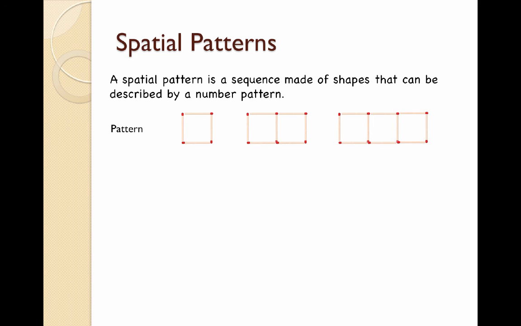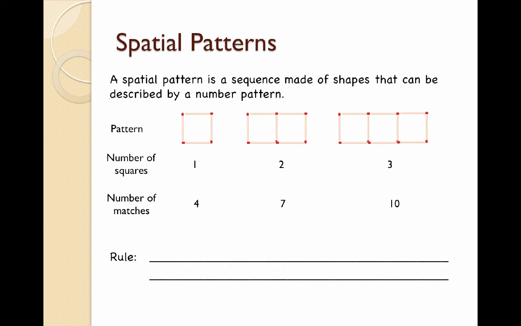But what about a spatial pattern where it's slightly different? Here I have the same number of squares in my pattern, 1, 2, and 3, but the number of matches that are used in each of them changes. In the first term, I have 4 matches. In the second term, I'm only using 7, and in the third, I'm using 10 matches. So what might my rule be?